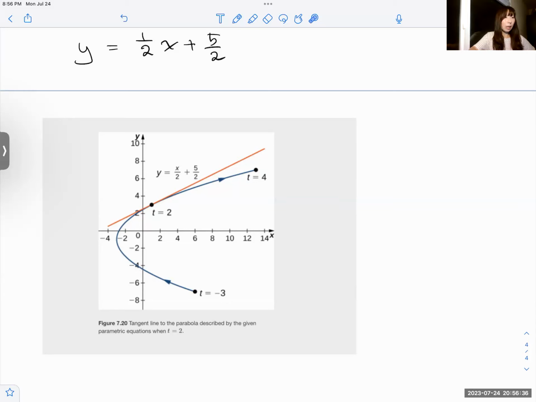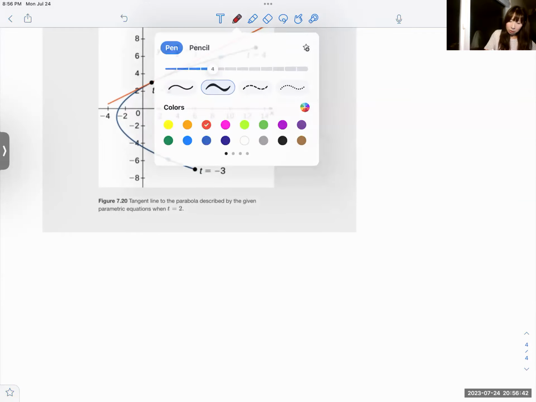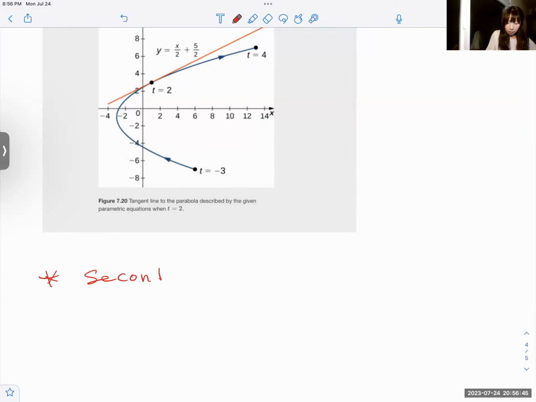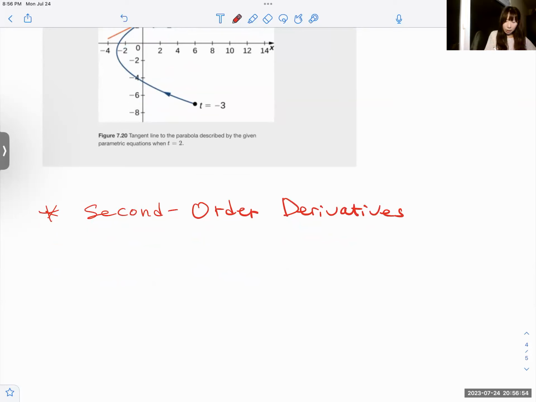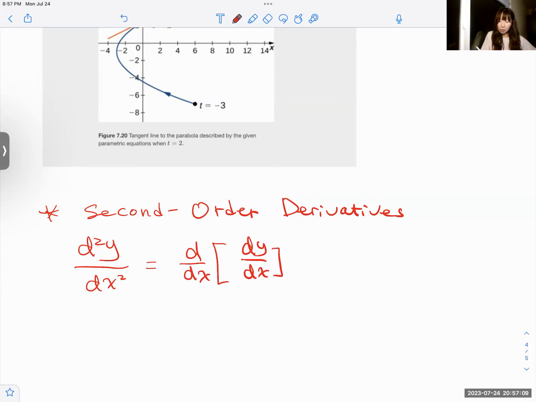Okay. Now, with the second order derivatives, so we denote it this way, right? So d squared y over dx squared. This means we have dy over dx, the first derivative, right? And then we want the derivative with respect to x again, right? Okay, now, earlier we had dy over dx for the slope, right?